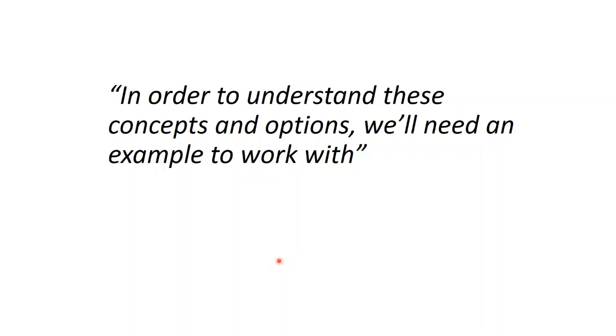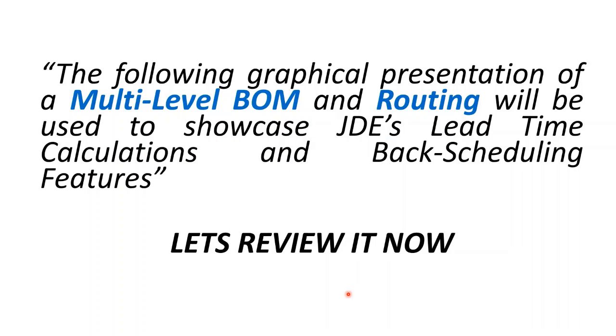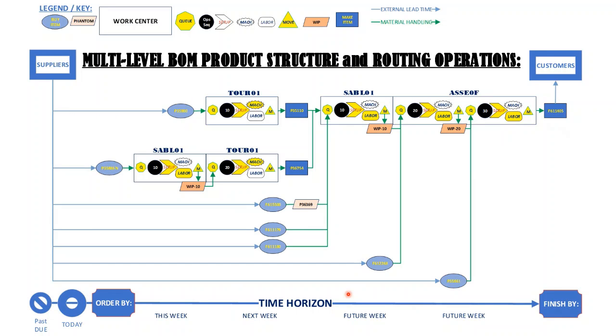In order to understand these concepts and options, we'll need an example to work with. The following graphical presentation of a multi-level bill and routing structure will be used to showcase JDE's lead time calculations and backscheduling features. Let's review it now. In this multi-level bill of material and routing structure, we will buy material and then add value to it through work centers that have operations.